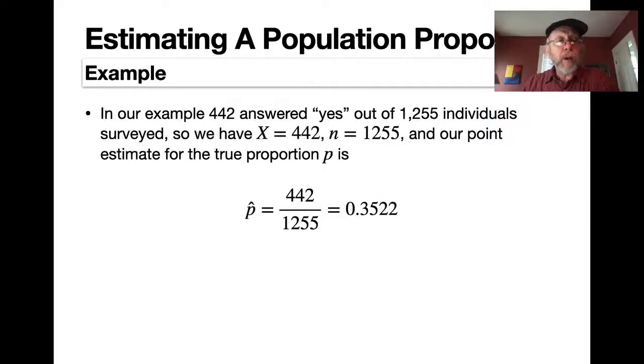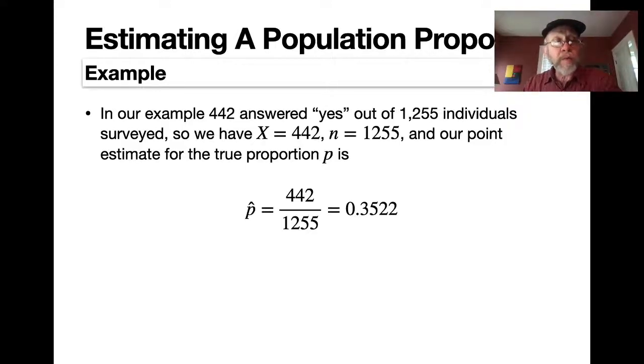In our example, our sample proportion was 442 over 1255, right? 442 answered yes to the question, and there were 1,255 in the sample overall. That turns out to be 0.3522. So our sample proportion is usually expressed as a proportion this way, not as a percentage, and you'll want to work with it that way. Of course, we could just as easily say 35.22% of the sample reported that they believed that extraterrestrials had visited the Earth.